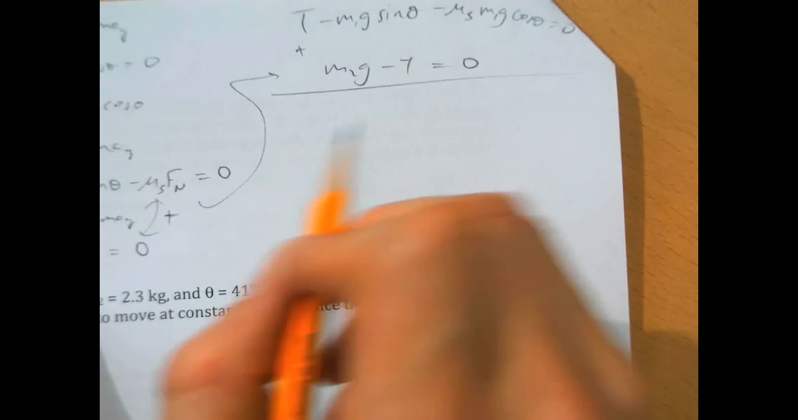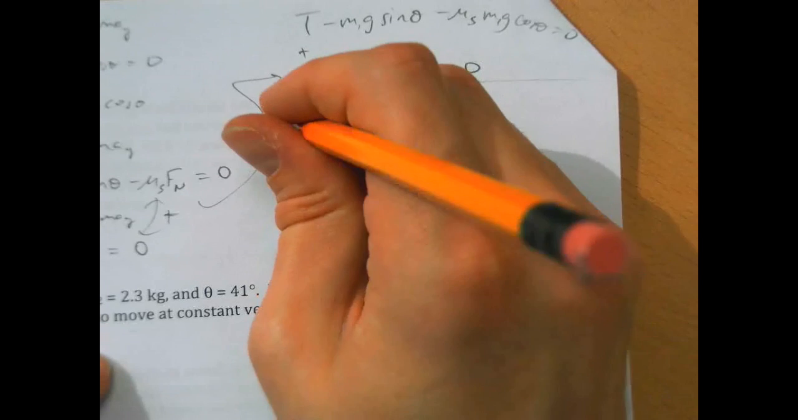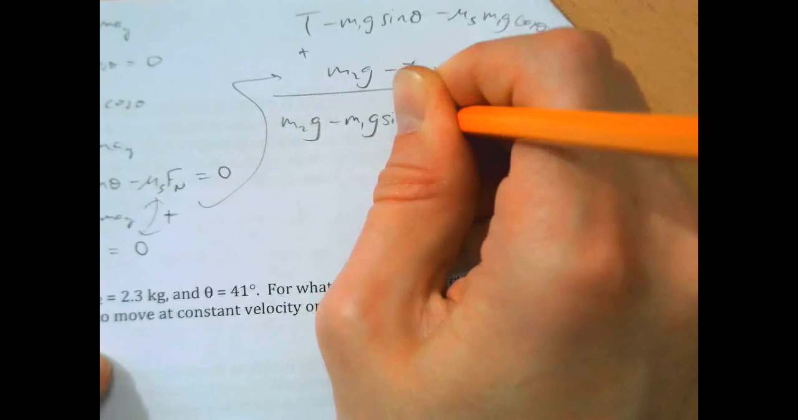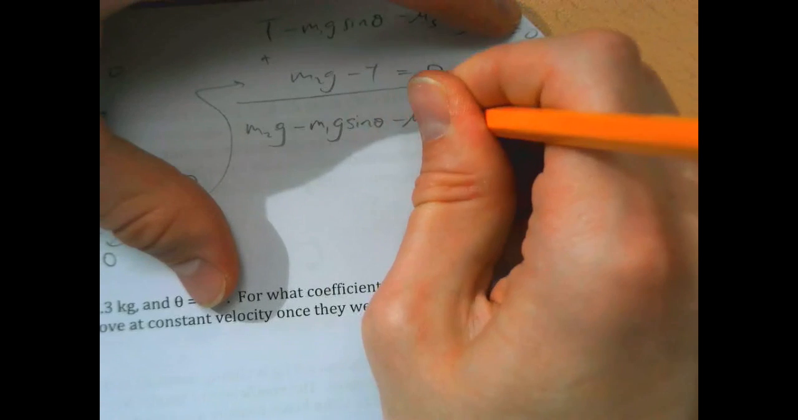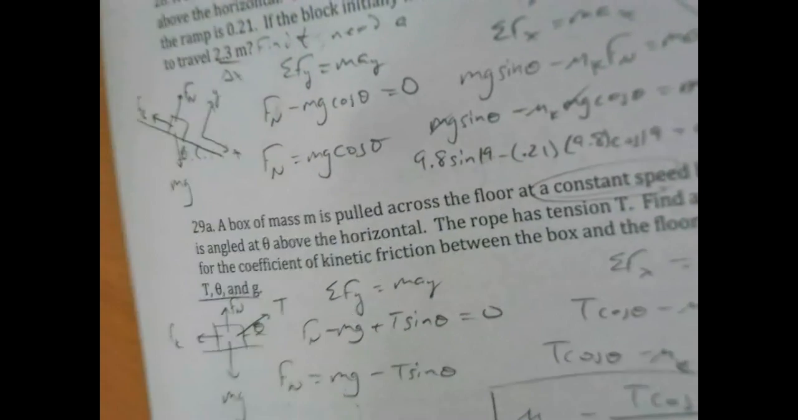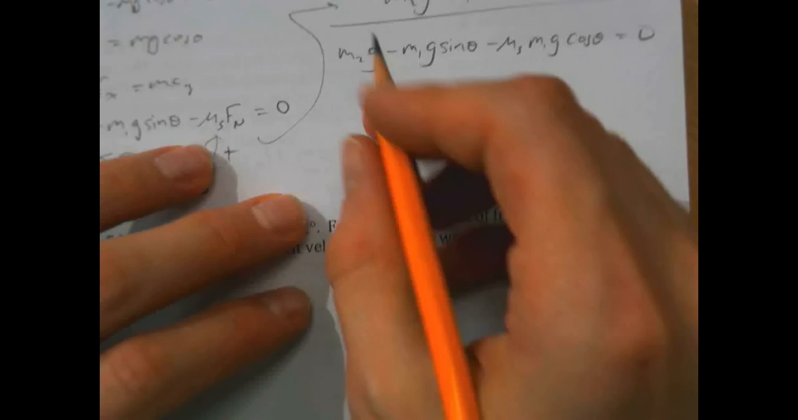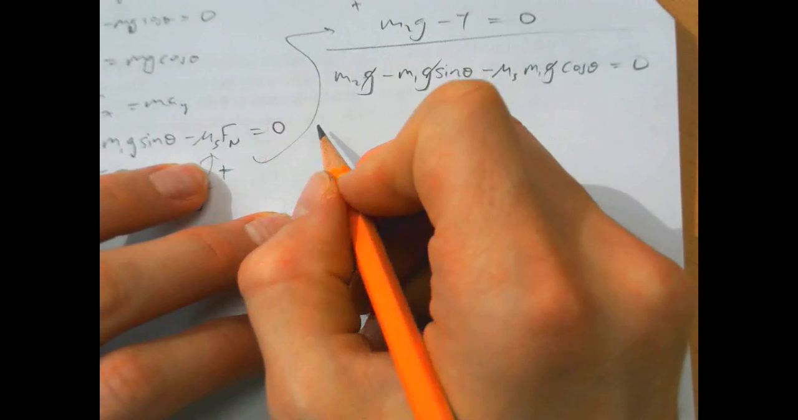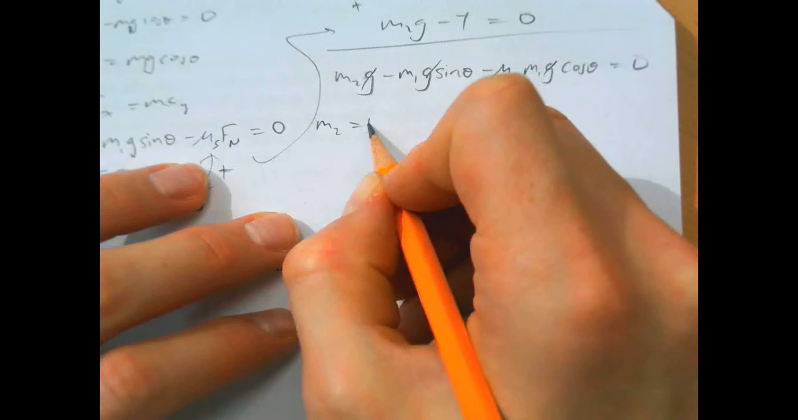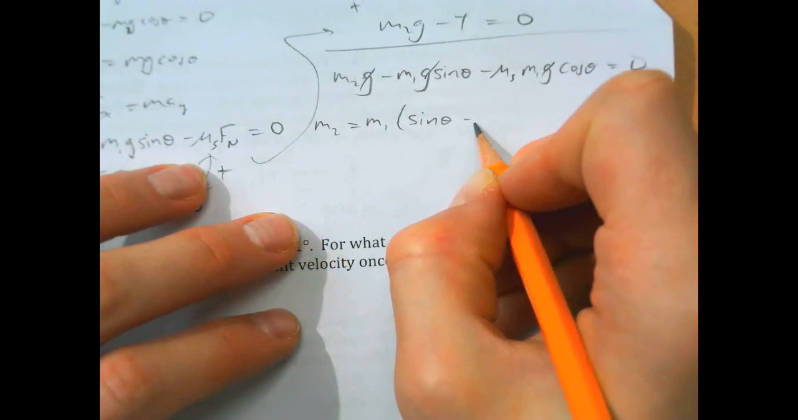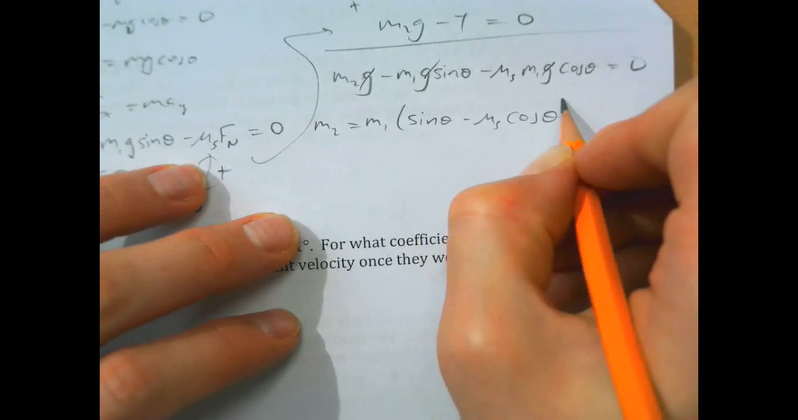Add those two together. And what are we left with? We've got M2 g minus M1 g sine theta minus mu s M1 g cosine theta equals 0. And what are we solving for? Find the minimum value of M2 such that the masses will begin to move. So we're solving for M2. So we move all that over. g cancels out. We get M2 equals M1 (we could factor out the M1 or not, it doesn't really matter) times sine theta plus mu s cosine theta.